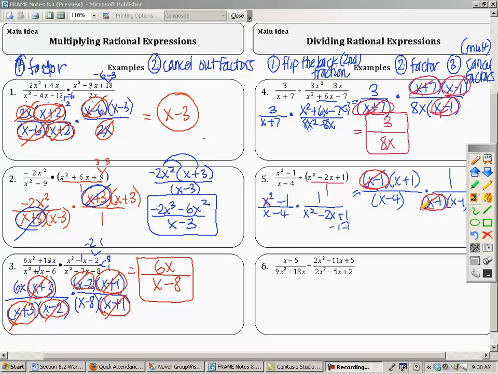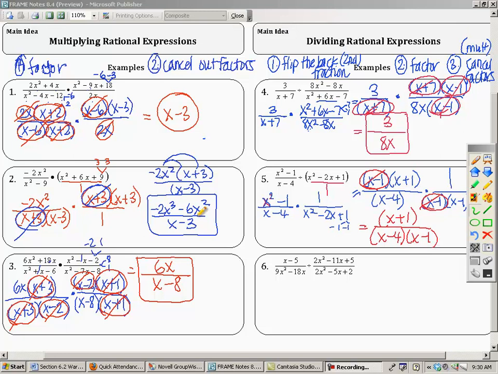As I look at this, it doesn't look like there's anything else to cancel. So I write my answer. In my numerator, it's an x plus 1. My denominator, I have an x minus 4 and an x minus 1. Now, over on this side, you see we simplified some of this out.